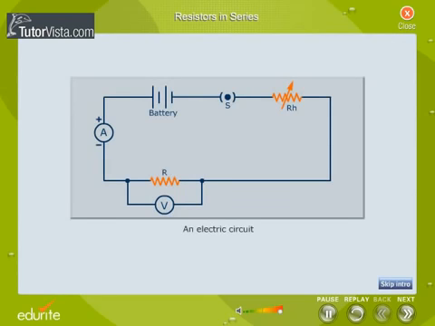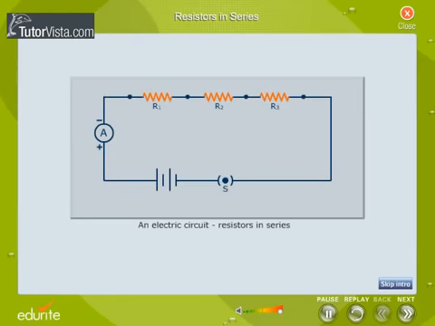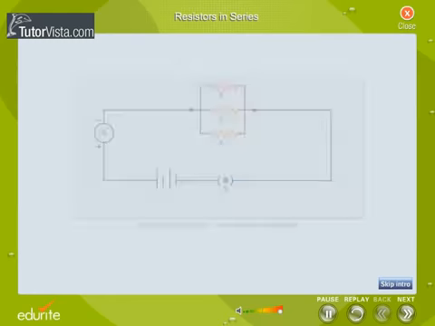Generally, in an electric circuit, a zigzag line represents a fixed resistor. Two thick dots at the ends represent brass terminals. In an electric circuit, resistors can be connected in series or in parallel.